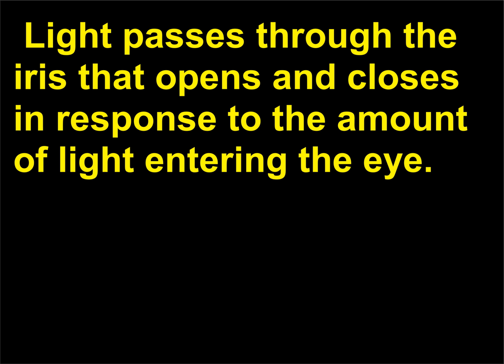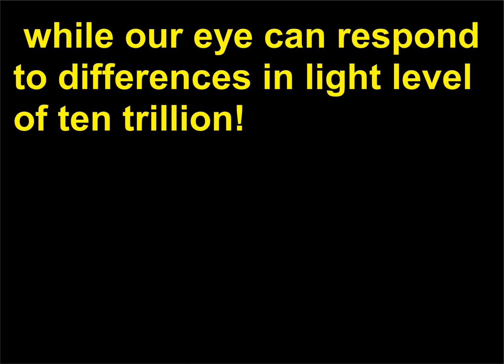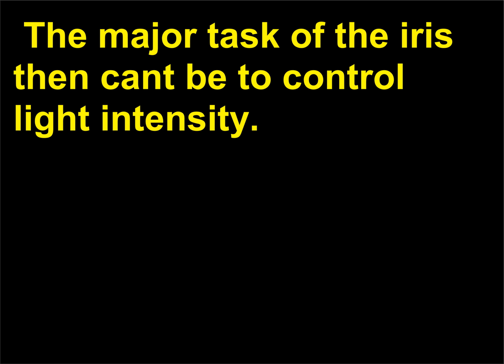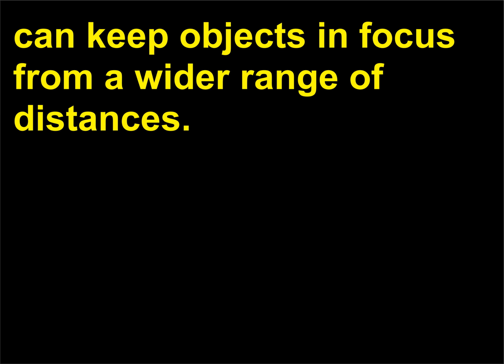Light passes through the iris that opens and closes in response to the amount of light entering the eye. The iris can only change the amount of light going through it by a factor of 20, while our eye can respond to differences in light level of 10 trillion. The major task of the iris then can't be to control light intensity. In addition, when the opening in the iris shrinks, the eye can keep objects in focus from a wider range of distances.